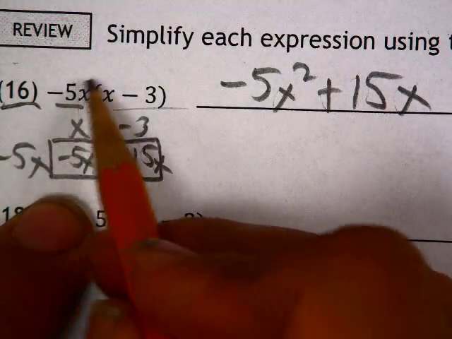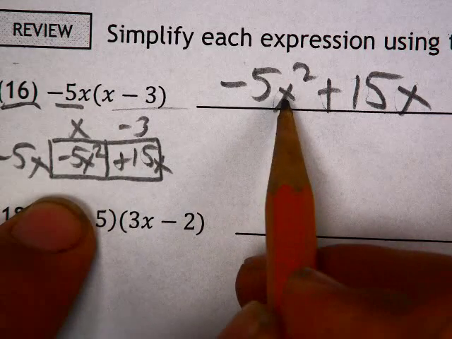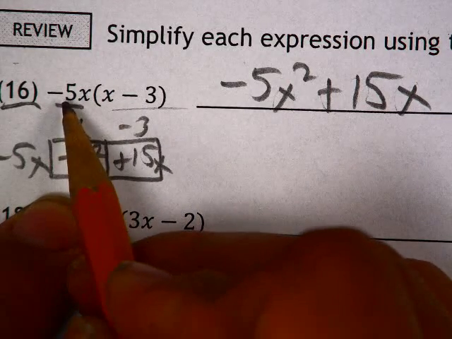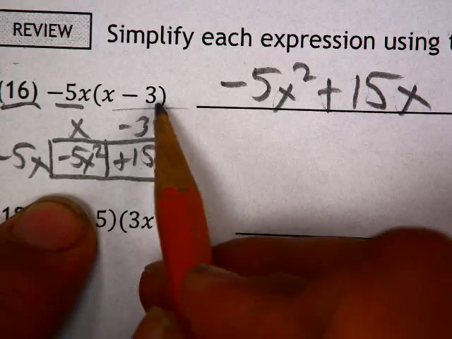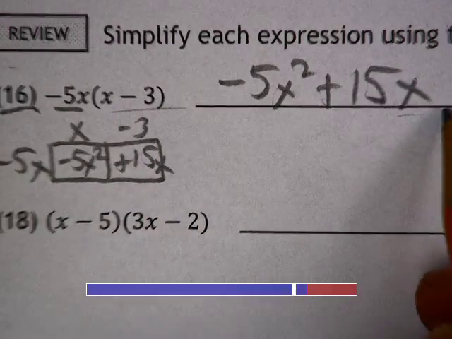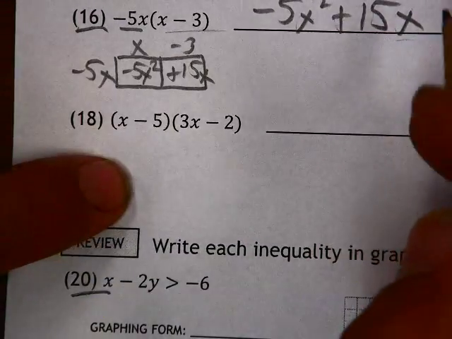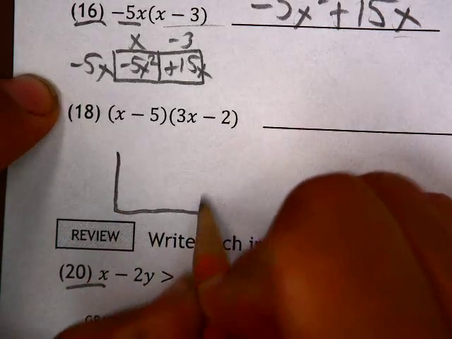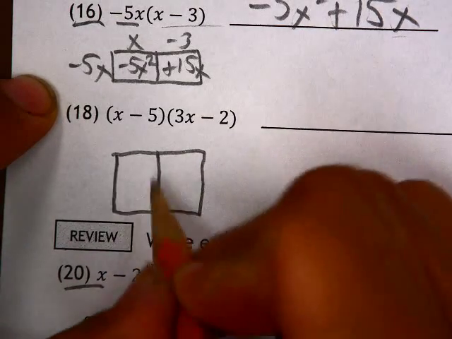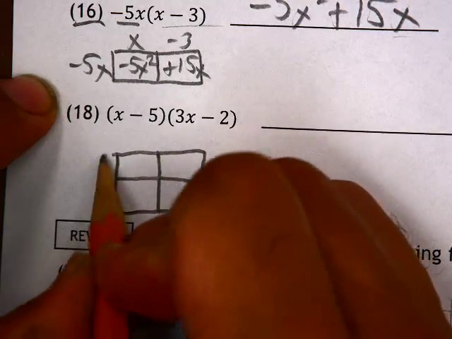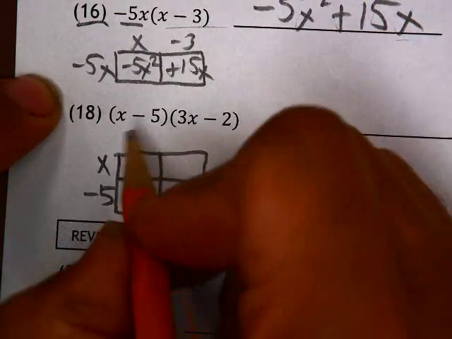Or negative 5x times x is negative 5x squared. Negative 5x times minus 3 is positive 15x. Here you could set up a 2 by 2 grid to do your math with the box. I don't recommend the box. I recommend using something like FOIL.